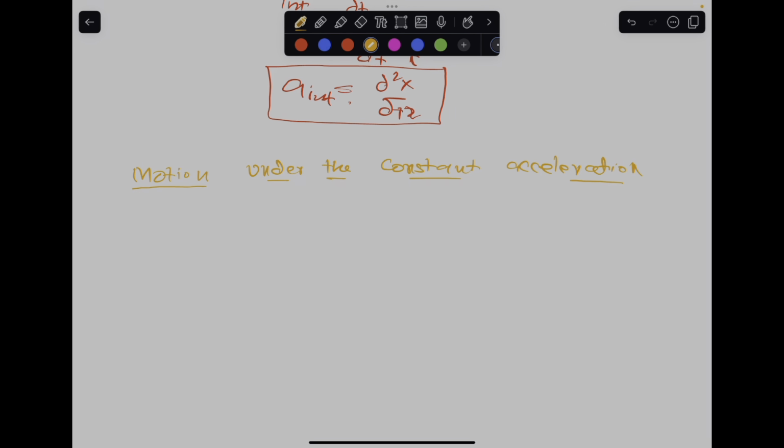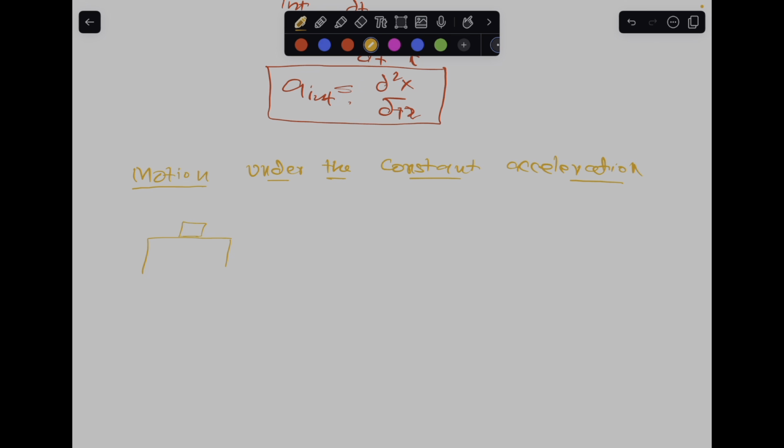For example, you have a table and a book lying on the table. So the book is not changing its position with respect to time. It means it is at rest. When it's at rest, its acceleration is 0.